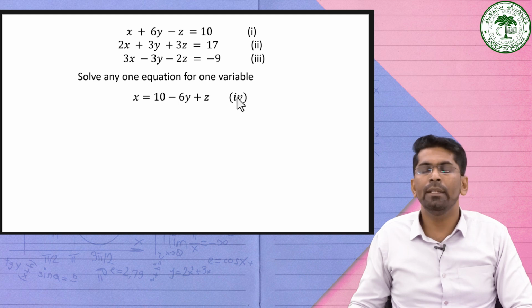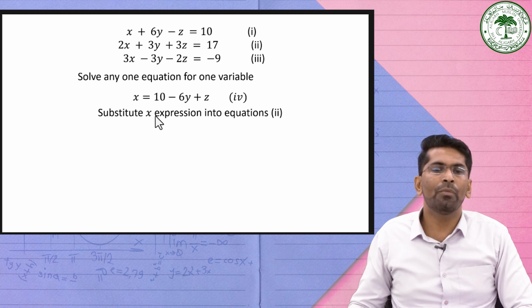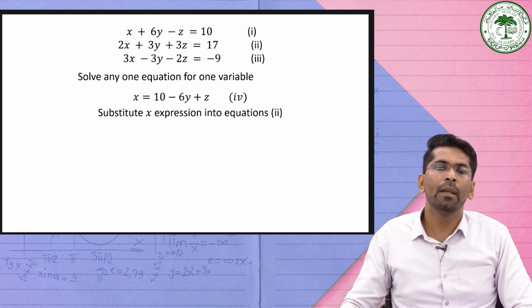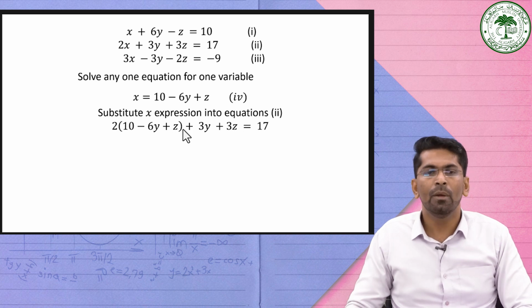I am denoting it as equation number 4. Now I am going to substitute equation number 4, that is the expression for x, into equation number 2. So if you substitute the value in equation number 2, then it will become 2 into, instead of x, I am substituting 10 minus 6y plus z. Then what is remaining? 3y plus 3z, which is equal to 17.